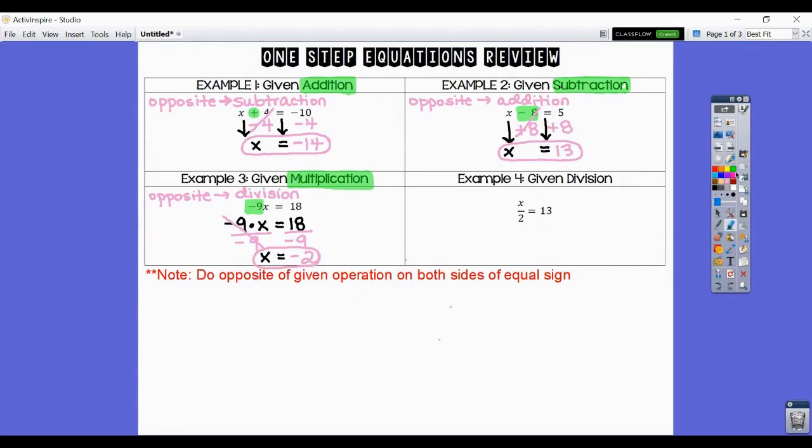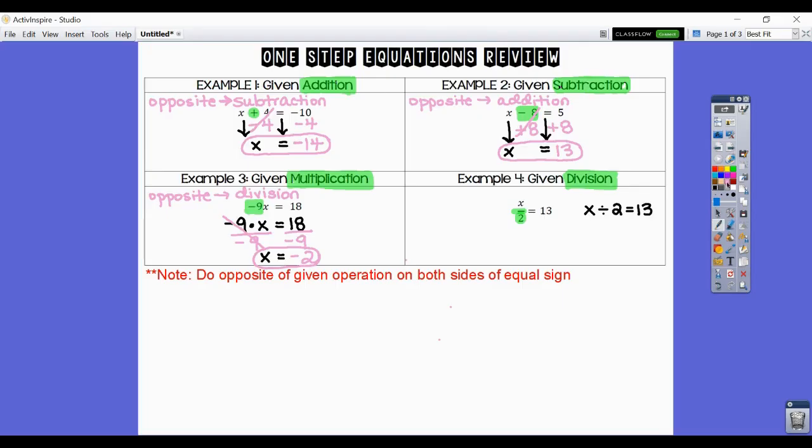In the last example, number 4, for our one steps, we are given division here. When I'm given division, it will look like a fraction bar and a number. Sometimes it can also be written with the division symbol itself, but a lot of times you'll see it with the fraction bar.